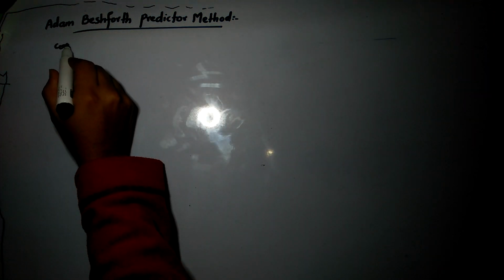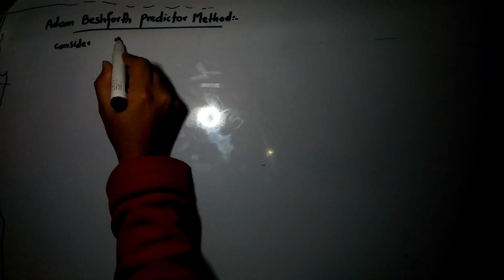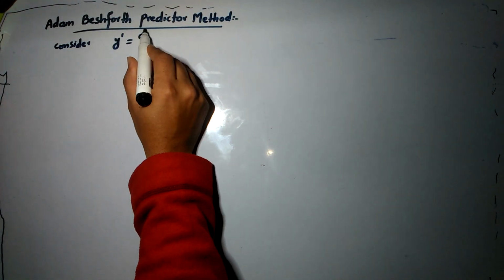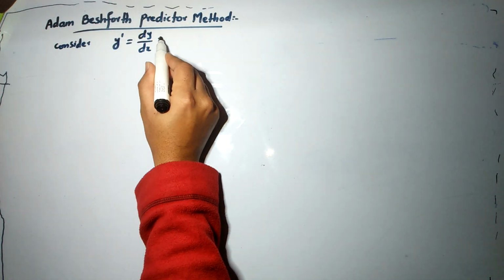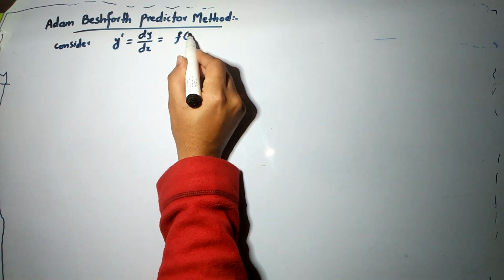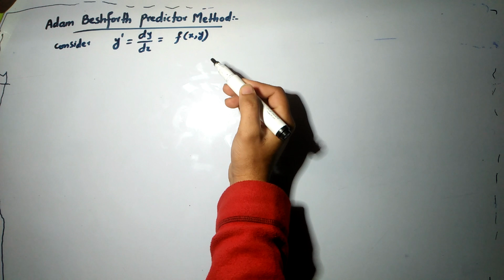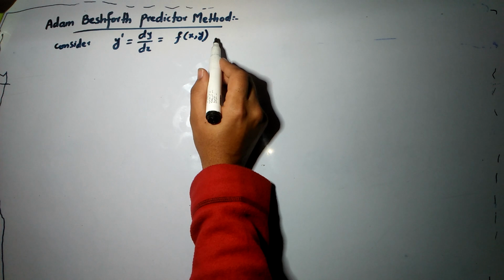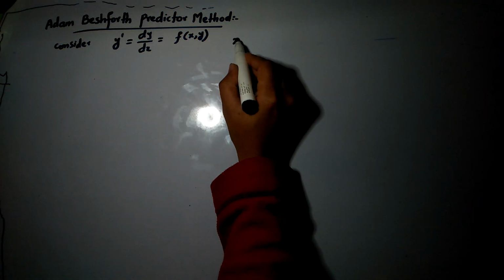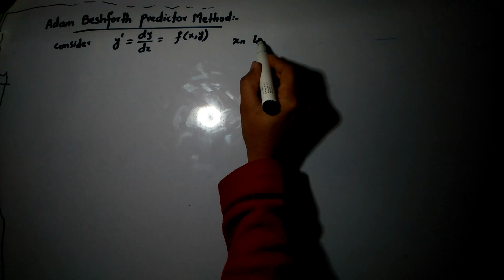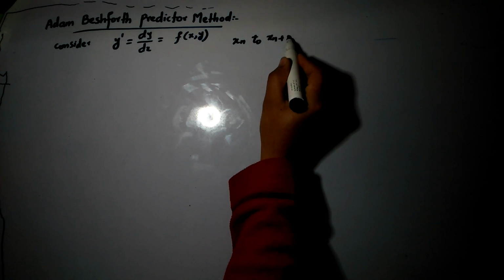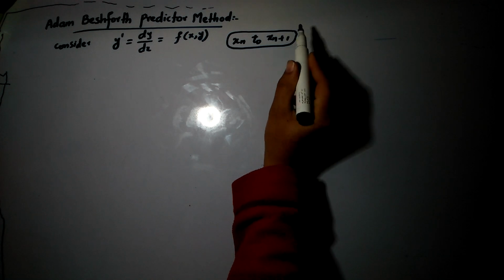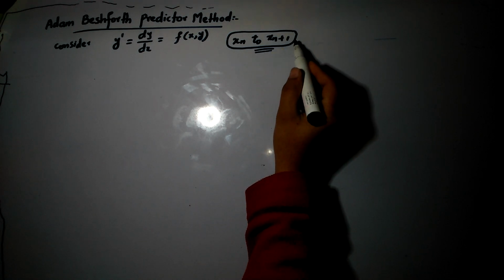So we will consider here a first order differential equation, dy over dx equal to f of x and y. So this is a first order differential equation. We will integrate both sides with respect to x from xn to xn plus 1. Here the step size will be h.